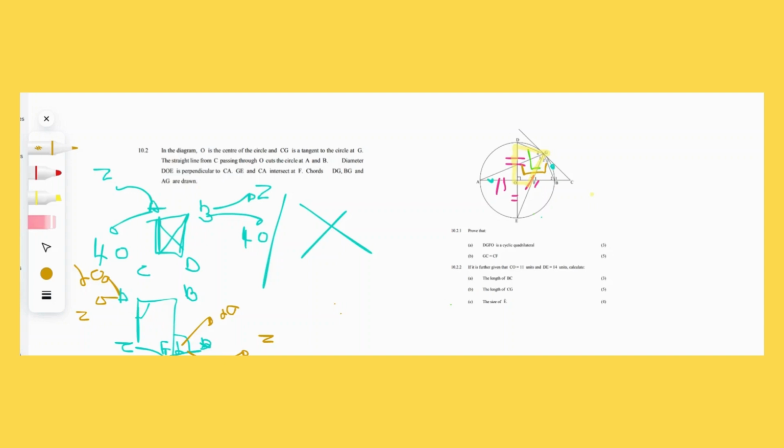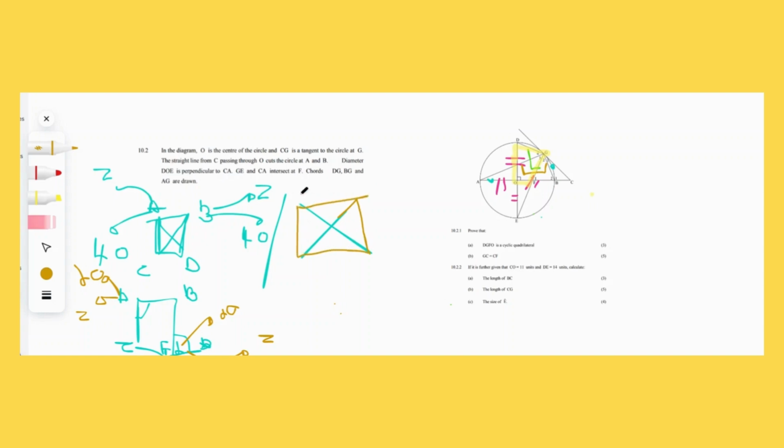I do not want to see any students making the mistake of thinking A equals F2 because it's a cyclic quad. No, we're trying to prove it's a cyclic quad, okay? So please do not make that mistake. Okay, so now, what if you want to use the theorem that opposite angles of a cyclic quad add up to 180 degrees? How will we continue with that process?